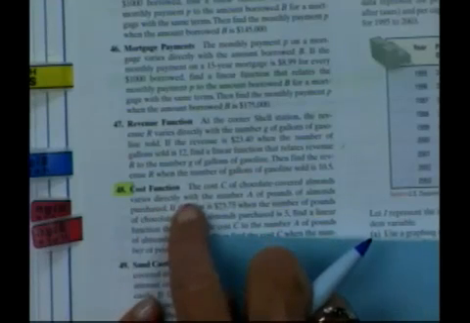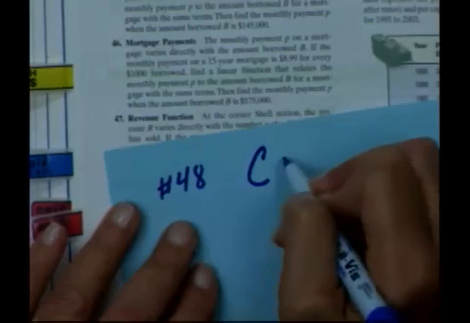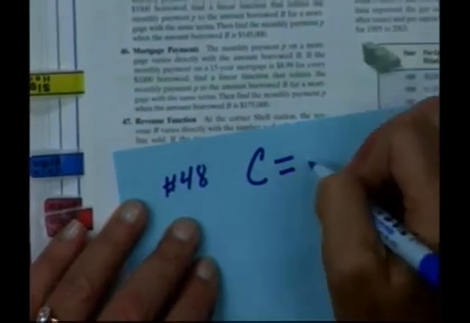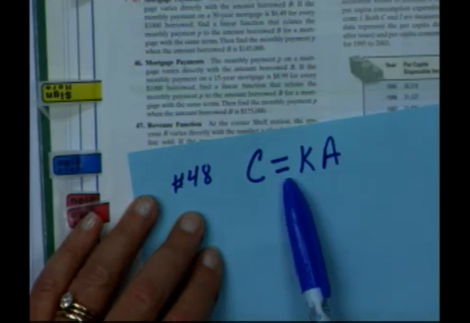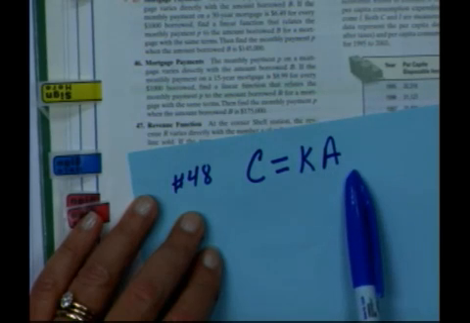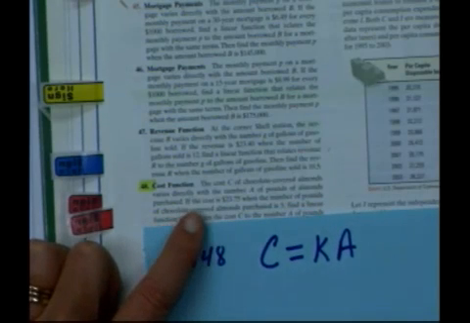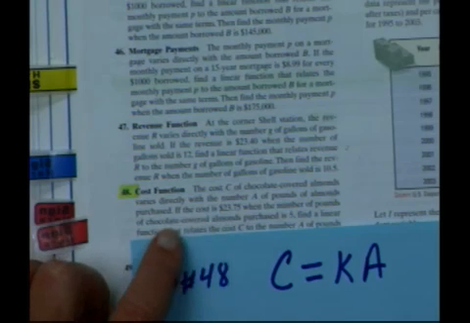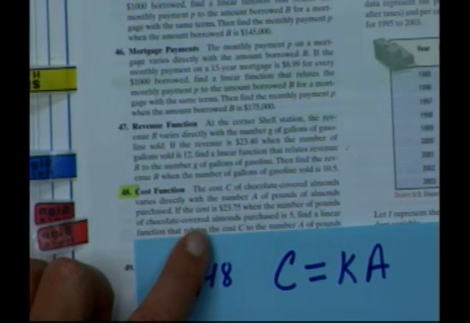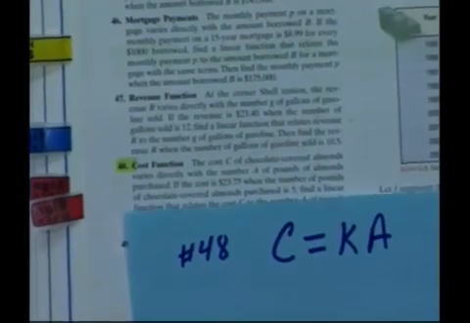Cost varies directly with the number A, which is pounds. All right, so cost is what? K times A, right? You're just translating the words. Cost varies directly with pounds. Everybody got it? Just read the words. Varies directly. Okay. If the cost is $23.75 when the number of pounds of almonds purchased is 5. Try not to mumble because it's picking up on the tape and that interferes with them hearing me.